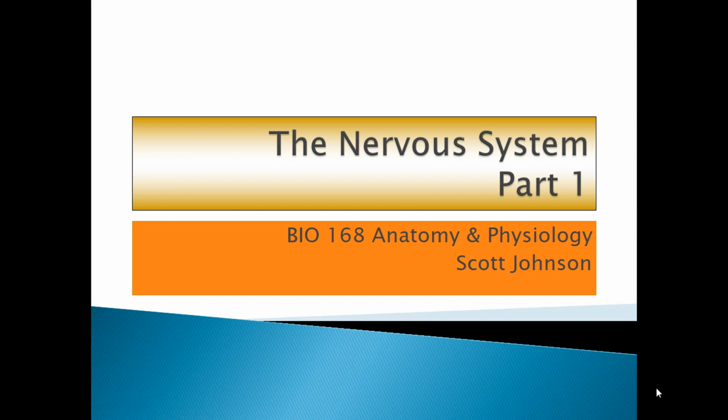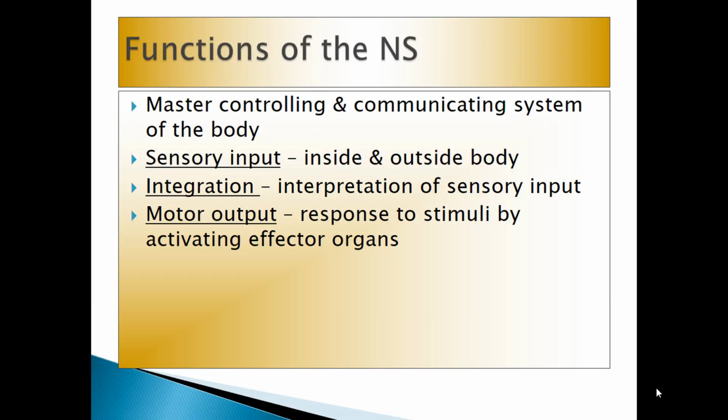Okay, this is the nervous system, part one of, I think there are 8 parts. They might expand beyond that. So this first part is just talking about the divisions of the nervous system and, of course, obviously the function.